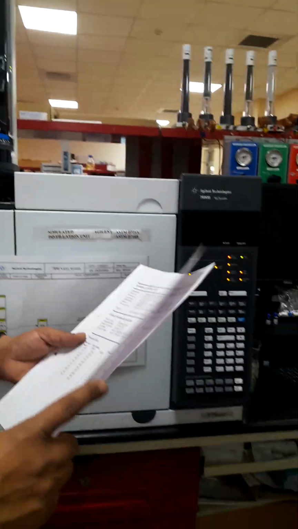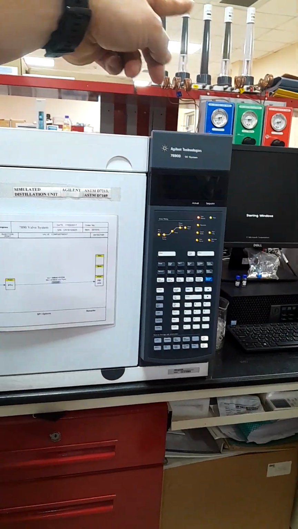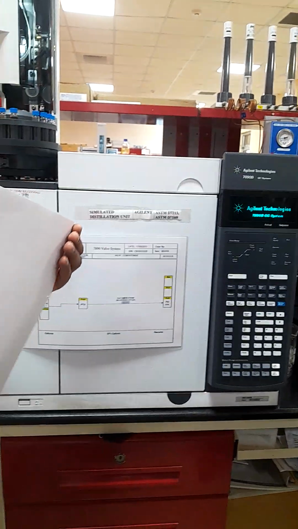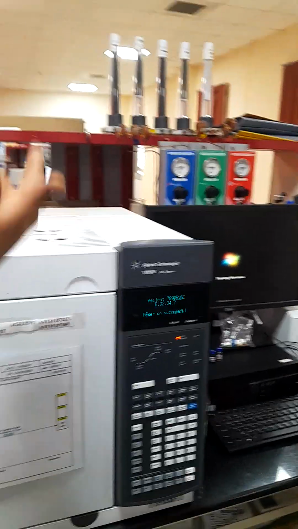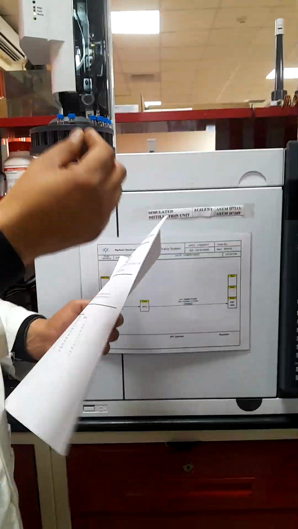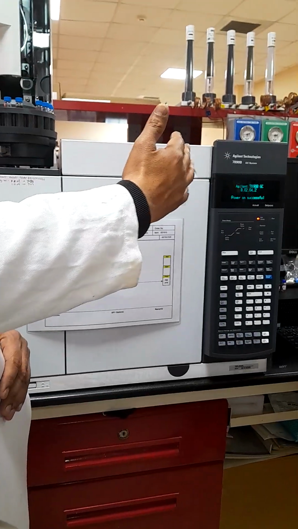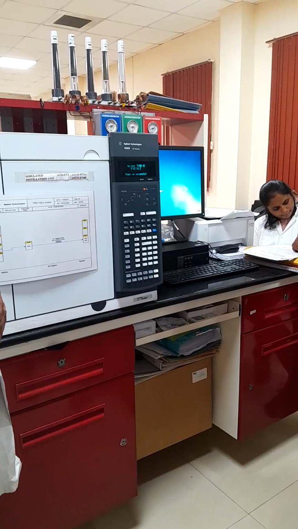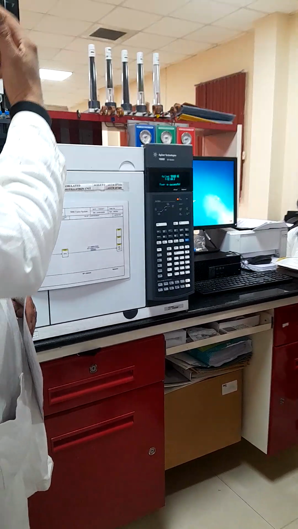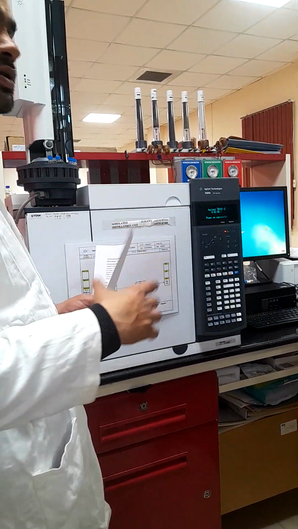So we have three gas supply lines. Three types: helium, hydrogen, and zero air. First one is hydrogen, then helium, and then zero air. The role of zero air here is to carry the sample to the detector also. It has a 350 ml per minute flow rate for zero air. Helium is 20 and 35 is hydrogen.